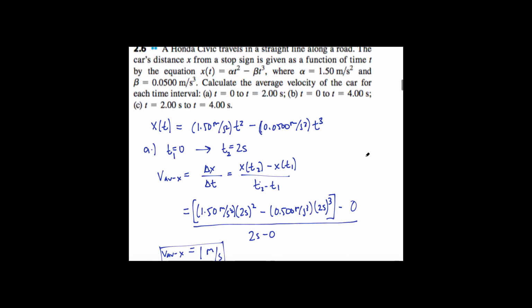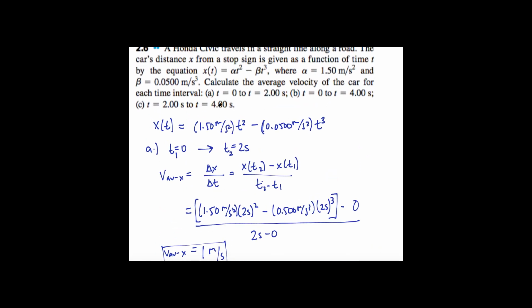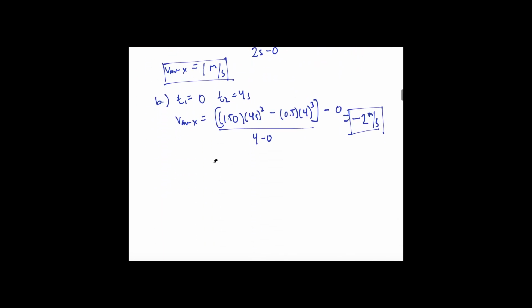So the only difference now for part C will be I'll be plugging in 4 for t2 and 2 for t1. So I have 2 seconds is t1, t2 in this case 4 seconds. So my average, I'm going to need more space here, is going to be 1.5 times the square of 4 seconds, because remember this is t2, minus 0.5 times the cube of 4, cubed, there we go, over, I'm sorry, I need to keep going here.